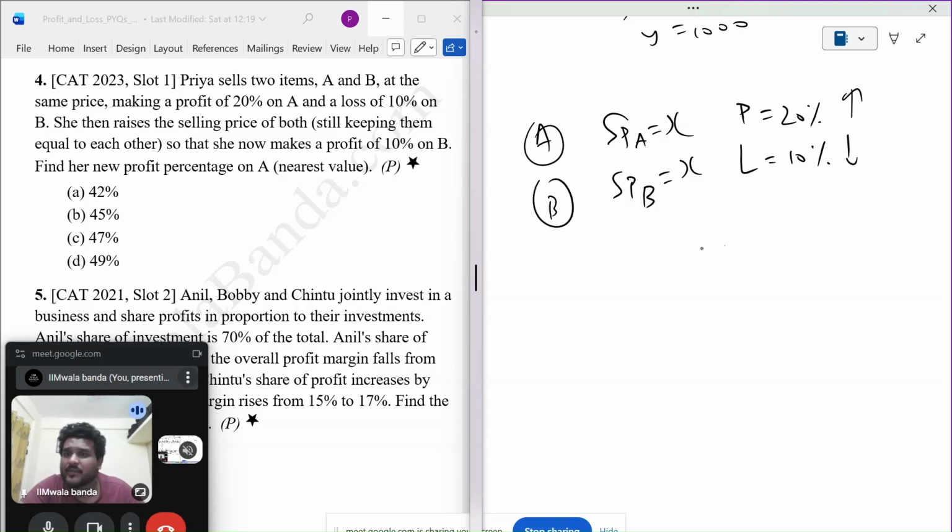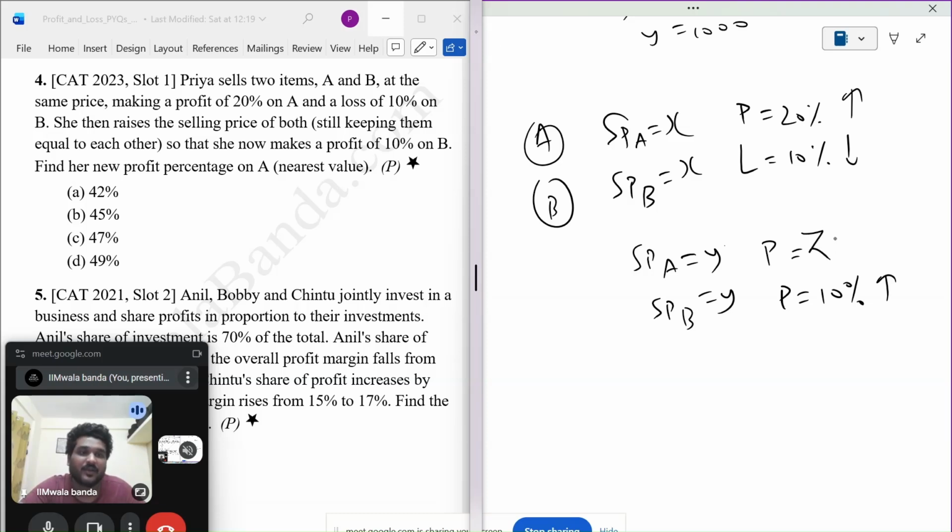Now, what is it saying? She then raises the selling price of both. So selling price of A and selling price of B are both increased. Still they're the same, so let them be Y this time. And now she's making 10% profit on B. What is the new profit on A? And it is saying nearest value. So there is going to be some kind of calculation anyway. Let this be not X or Y, but now I'll assume it as Z. Doesn't matter, but quickly write what I need to find. I don't need X, I need Z.